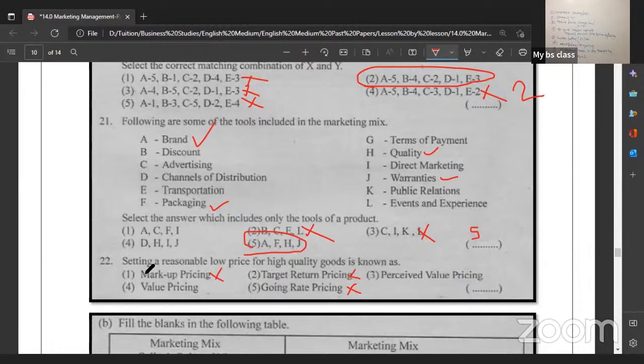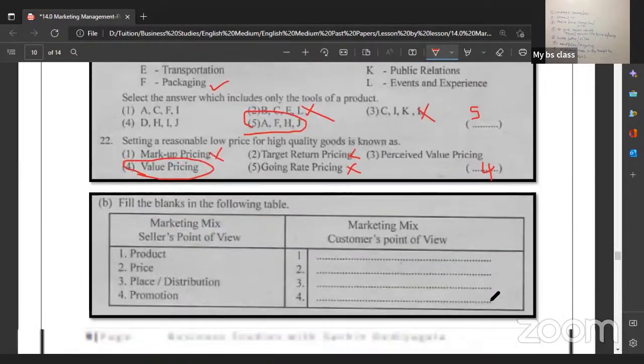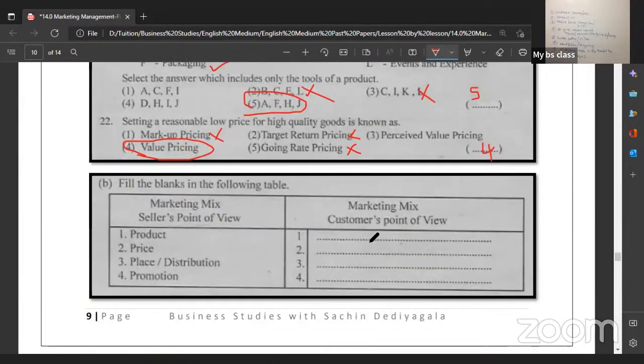Per se, no, it's value pricing. So value for your product, high quality based on the quality. It's like product quality leadership. So it's like the fourth one.